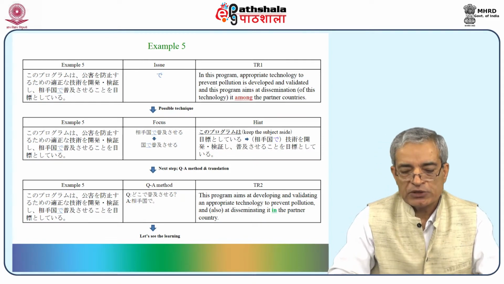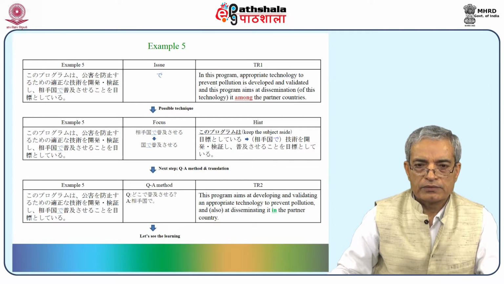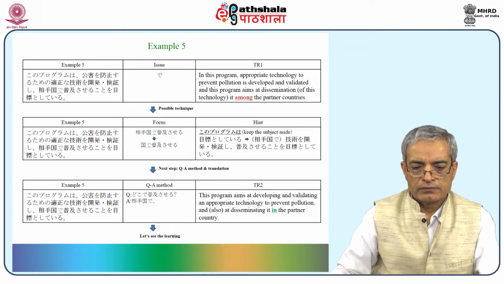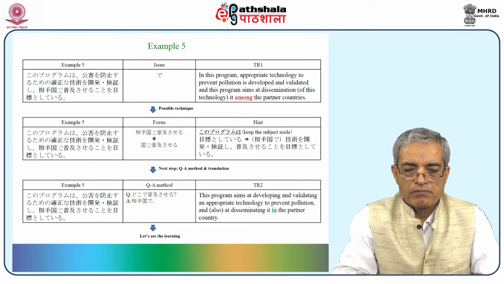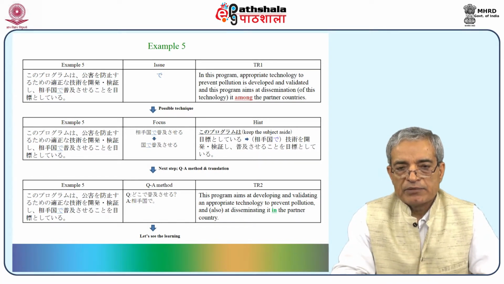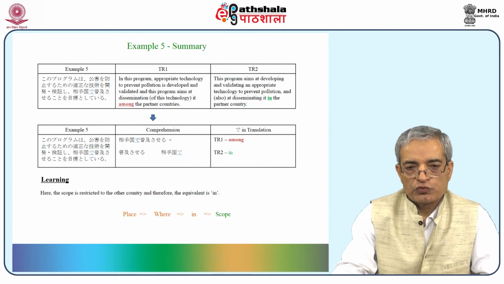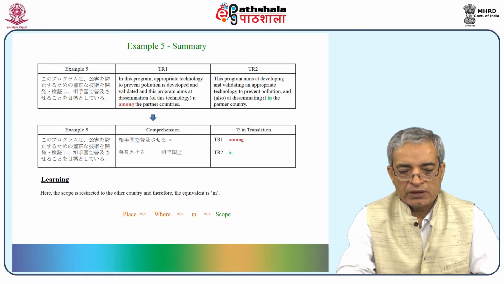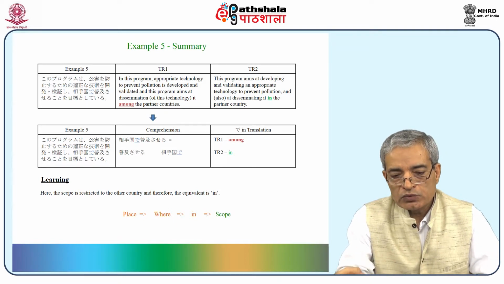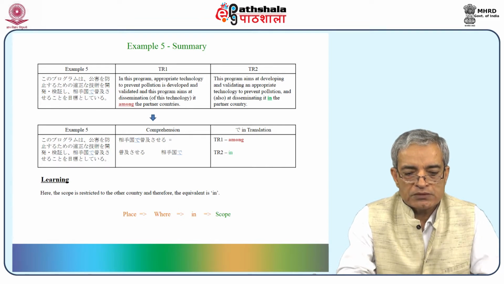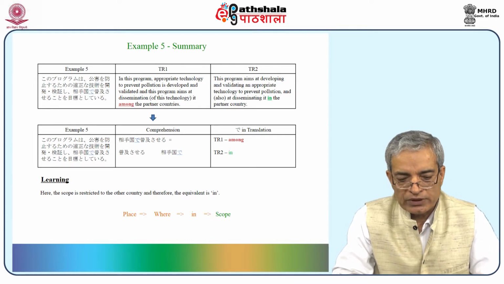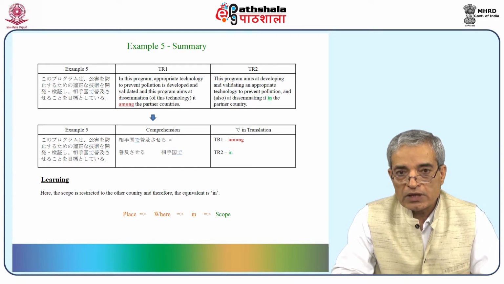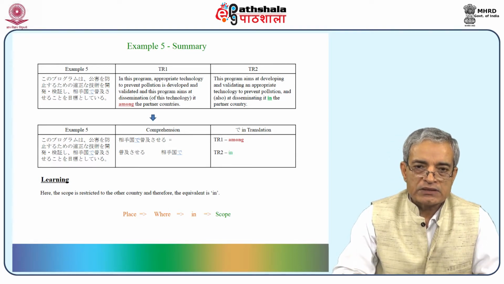And can you read the translation, please? The second translation is: this program aims at developing and validating an appropriate technology to prevent pollution and at disseminating it in the partner country. Okay, and at disseminating it in the partner country. So from among, in the second translation, it becomes in, because the comprehension was aite koku de fukyū saseru is equal to fukyū saseru and aite koku de. So one clause is divided into two components. Here the scope is restricted to the other country, and therefore the equivalent is in.